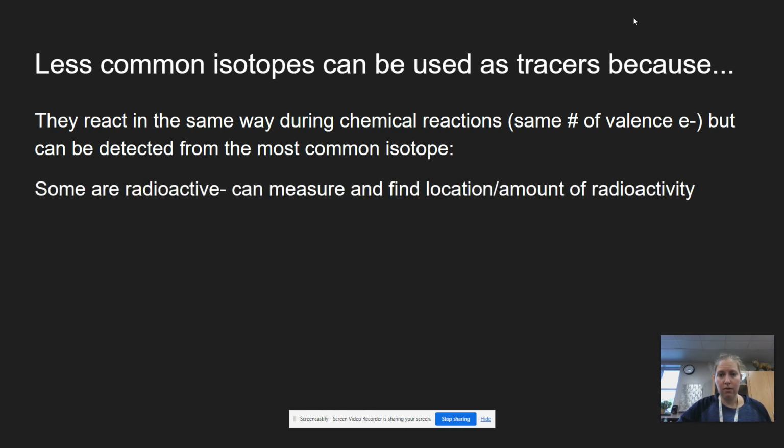So first of all, because of that different ratio of neutrons to protons, some isotopes are radioactive while the most common isotope of the element is not. And so we can use that radioactive version as a tracer because we can locate radiation as it's given off. Secondly, they literally have a difference in mass. So in some cases, we can determine where this less common isotope is going because we can find it by weighing it out and finding the difference in mass.